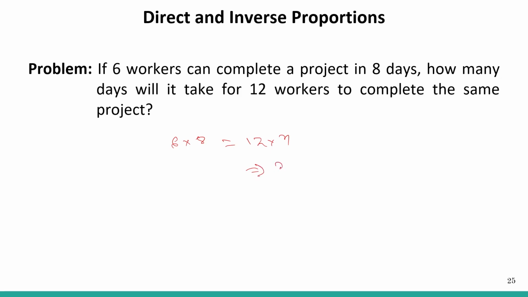So this implies that x is equal to 6 into 8 by 12. So this will be 2, 4. 2 into 4 is 4. Wait, simplifying, 6 into 8 by 12 is 4. So 4 days it will take for 12 workers to complete the project.